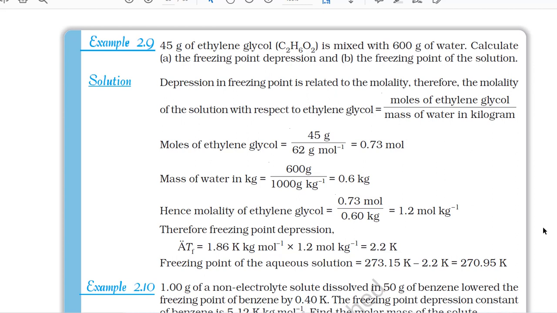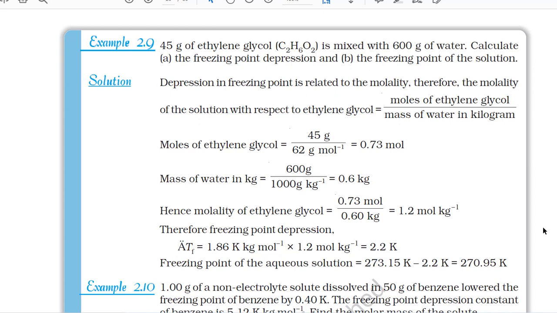Example 2.9. 45 gram of ethylene glycol (C2H6O2) is mixed with 600 gram of water. Calculate A, the freezing point depression, and B, the freezing point of the solution. Solution: depression in freezing point is related to the molality. Therefore, the molality of the solution with respect to ethylene glycol is equal to moles of ethylene glycol upon mass of water in kilogram. Moles of ethylene glycol is equal to 45 gram upon 62 gram per mole, which is equal to 0.73 mole.